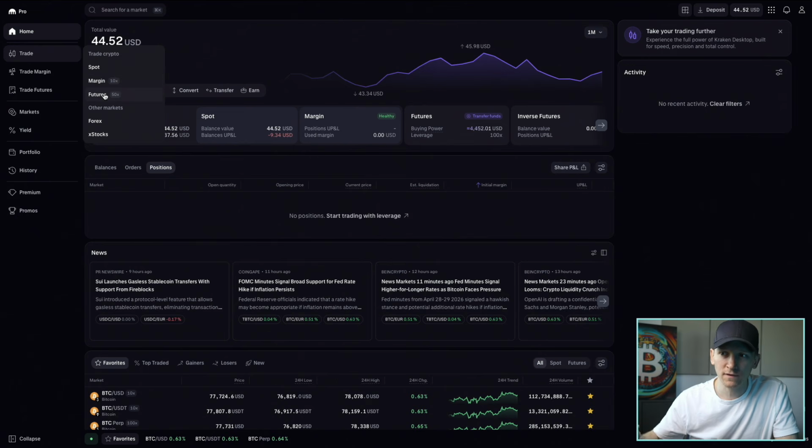Futures is different. Futures is a completely separate product. So you're not trading in the spot market with borrowed money. What you're doing is trading a completely synthetic product that tracks the price of the underlying assets. So you can trade futures if you want, and I've got a video guide on that down below if you want to learn about that. We'll click margin for this video.